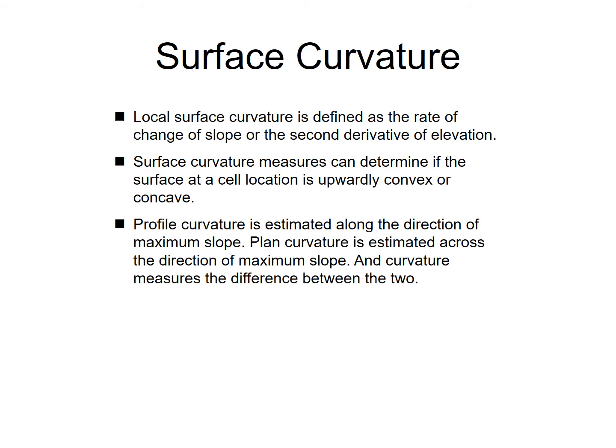Surface curvature, it's the next step from this. It's not just looking at how steep or downhill or uphill something is and what direction it's facing. It's looking at the configuration of that slope itself. Is it convex or concave? Up and down, is it convex or concave across? And this comes back to the ideas of profile curvature and plane curvature.